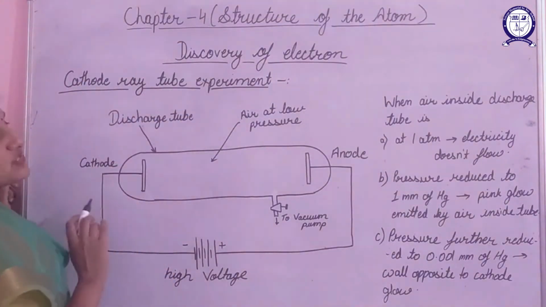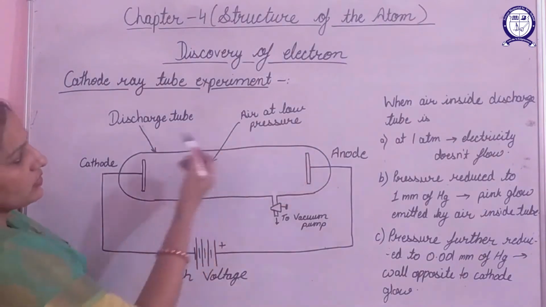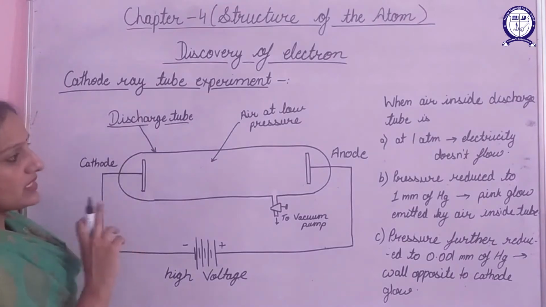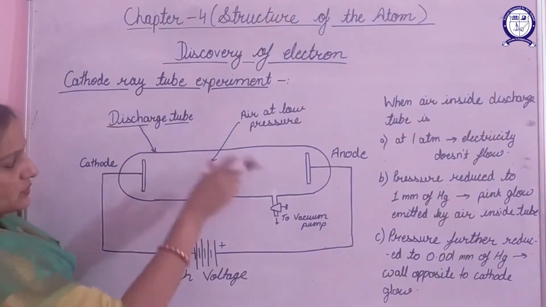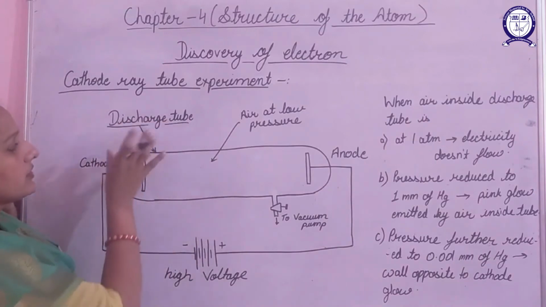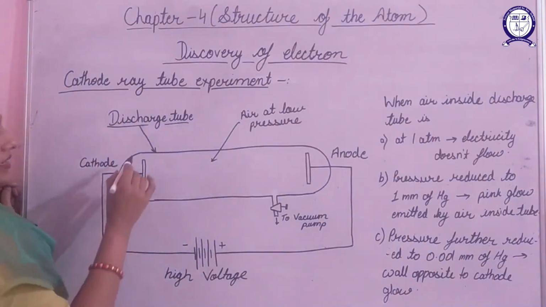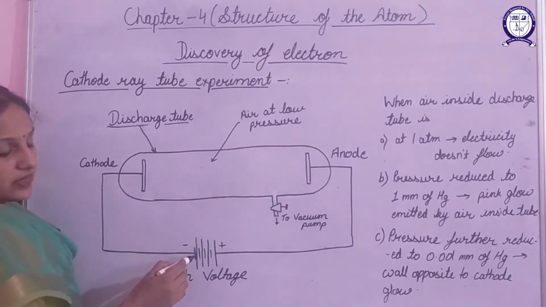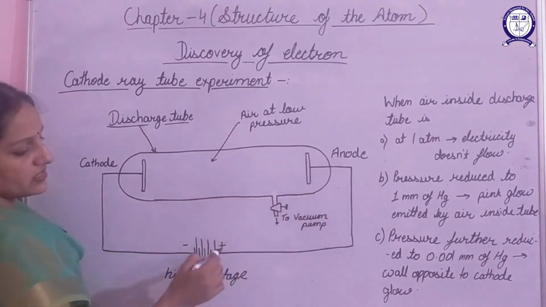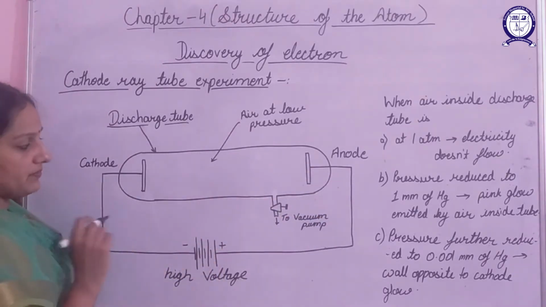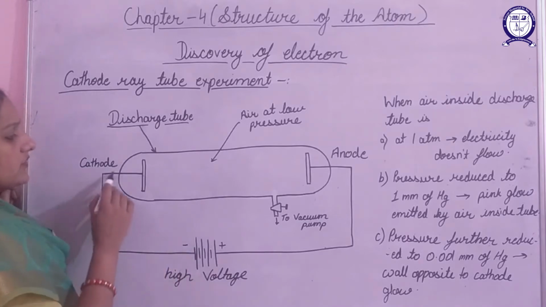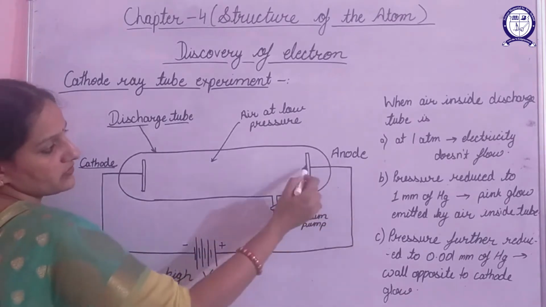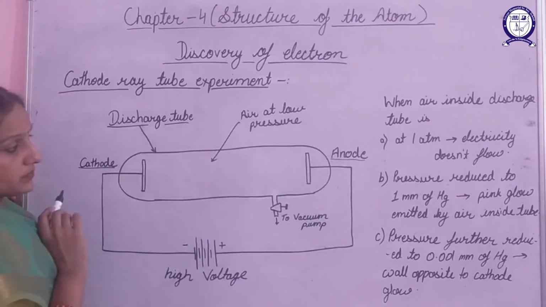In the cathode ray tube experiment, the scientist took a discharge tube, basically a glass tube whose length is approximately 60 centimeter. Such a tube we generally call a discharge tube. Now he took two metal rods. One he connected to the negative terminal of the battery, and the other rod he connected to the positive terminal of the battery. The rod connected to the negative terminal of the battery is known as cathode, and the rod connected to the positive terminal of the battery is anode.